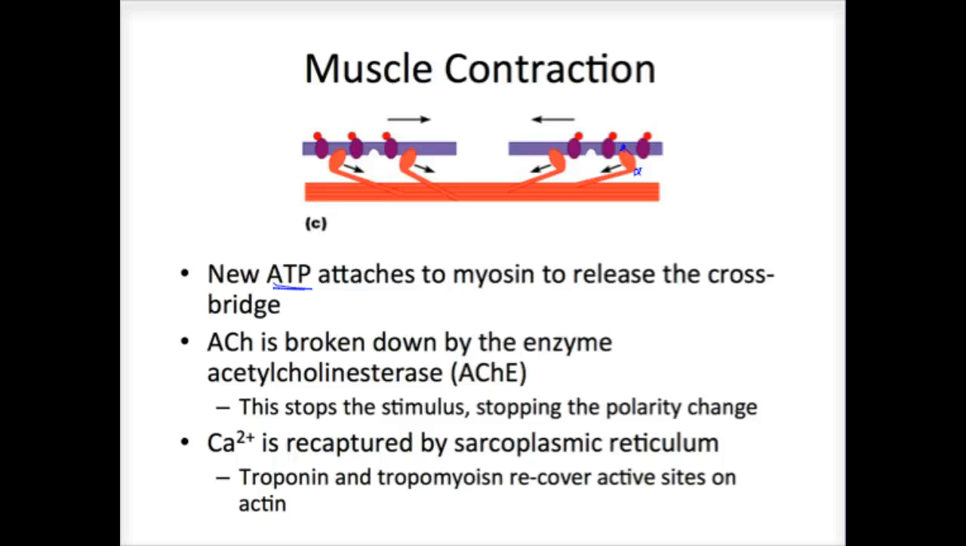Now, continuing with contraction, trying not to get too many segues in here, the ACh has to get broken down. That's the acetylcholinesterase that's going to break down the acetylcholine that caused the initial permeability change at the sarcolemma.